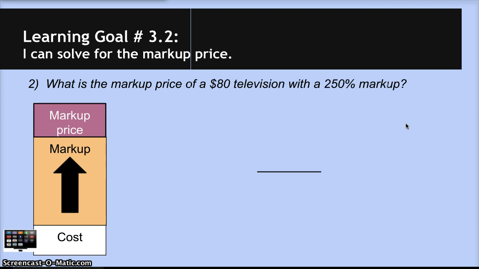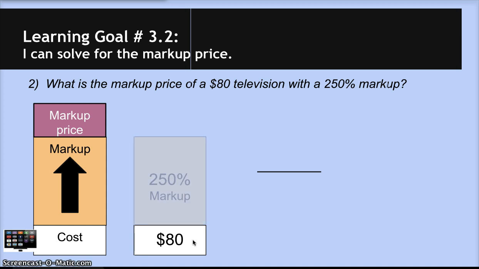Let's try another problem. Number 2, what is the markup price of an $80 television with a 250% markup? Again, your store sells soccer balls, TVs, jeans, everything. So you have to get the TV to sell it. So you buy the TV from somewhere and it costs you $80. Do you sell the TV to your customers for $80? No. You mark up the price. In our case, 250%.